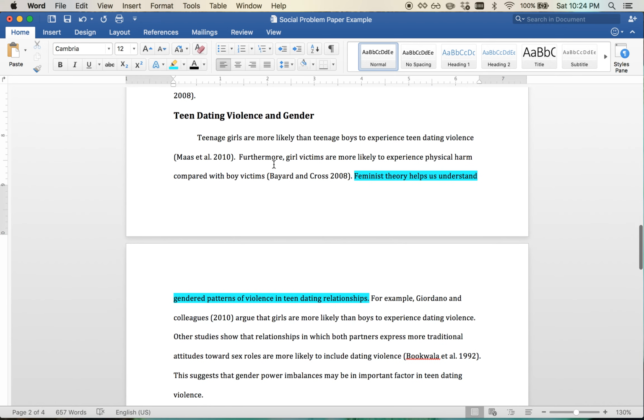Teen dating violence and gender is my next section. This is a body paragraph. And in it, I'm going to discuss feminist theory. I'm going to discuss how gender affects teen dating violence. So I've done that here. Teenage girls are more likely than teenage boys to experience teen dating violence, and then I've included a source for that fact. Furthermore, girl victims are more likely to experience physical harm compared with boy victims, and I've included a source for that fact. Here's where I tie in theory.